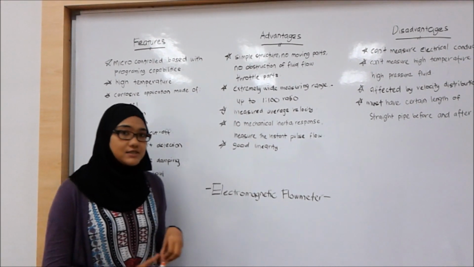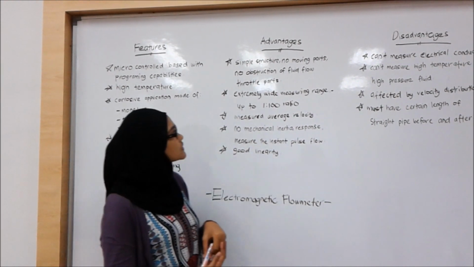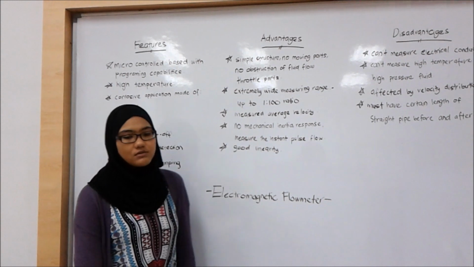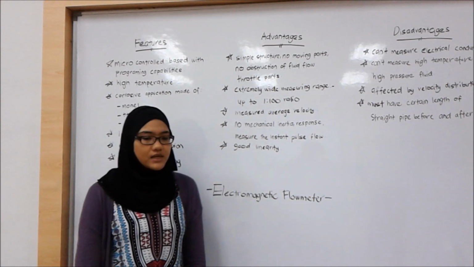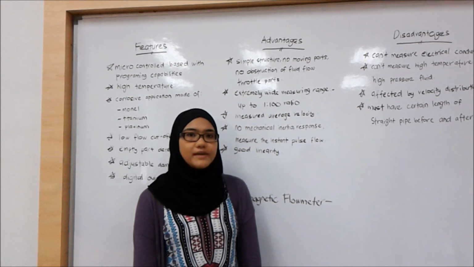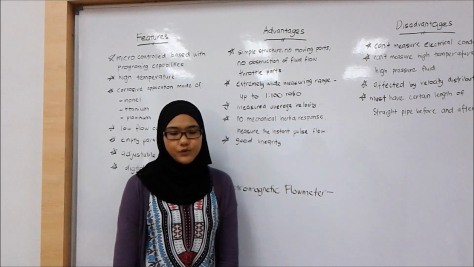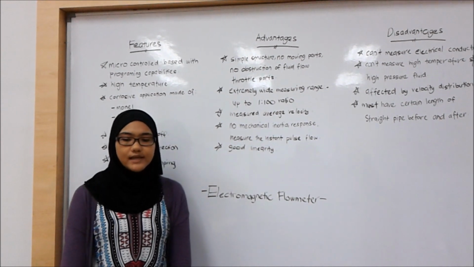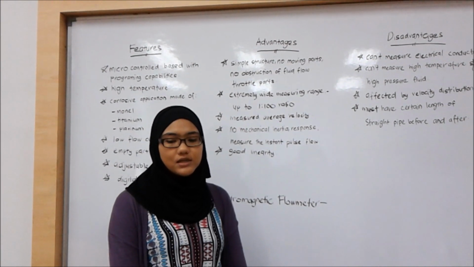Next, I will go through the advantages. It is a simple structure. It has no moving part, no obstruction of fluid flow throttle parts. Okay, the second one is a wide measuring range. The range ratio is 1 to 100. It can also measure average velocity. It has no mechanical inertia, responds quickly, and can measure the instant pulse flow. It also has a good linearity, where the signal can be measured directly, converted by the linear converter into a standard signal output.